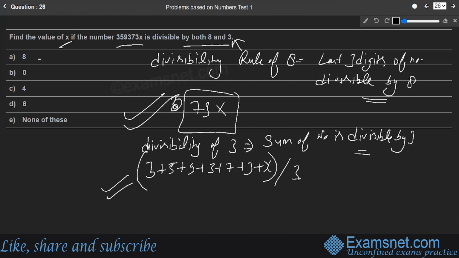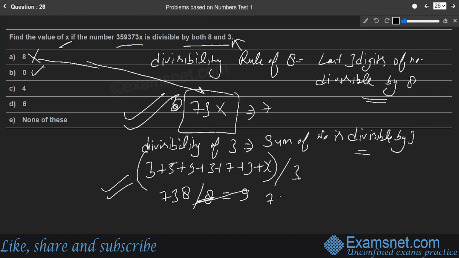If you put 8 in place of x, then the number becomes 738. Let us see whether 738 is divisible by 8. 8 9s are 72, carry 1, and then you are left with 18, which is not divisible by 8. So clearly option A is wrong. Then if we go by option B, that is 0, the number becomes 730. If you try to divide 730 by 8, 8 9s are 72, carry 1, the number becomes 10. That is again not divisible by 8. So option B is also wrong.